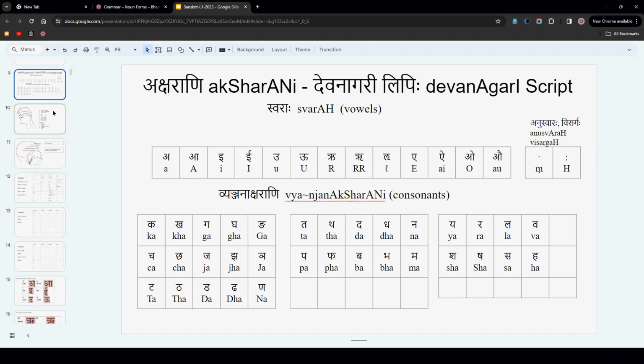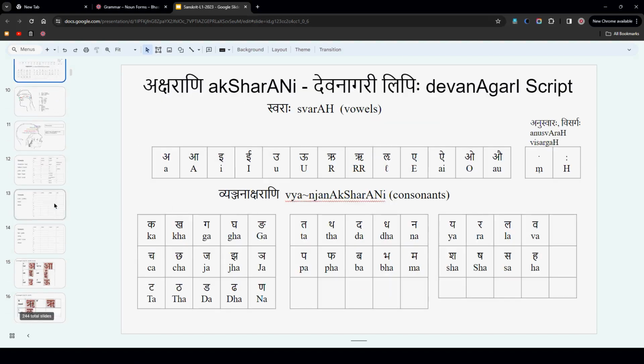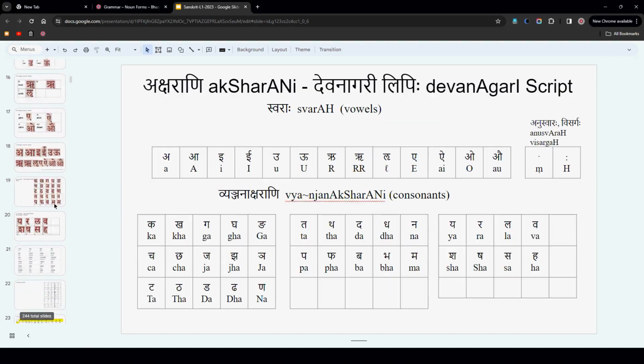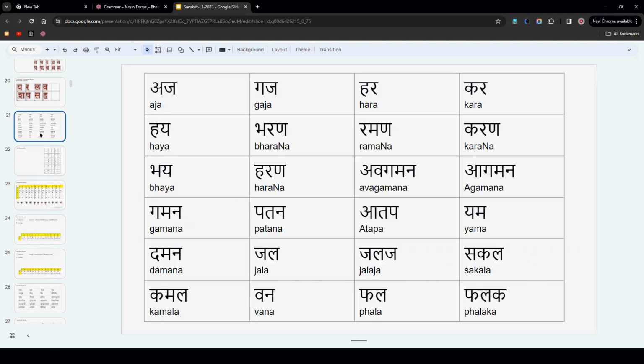Alright, so I think the pronunciation part is clear. If you have any questions, you can ask, and then we'll move forward. So some time back we went through this list of words here, which are all ending in a, just for practice of pronunciation.